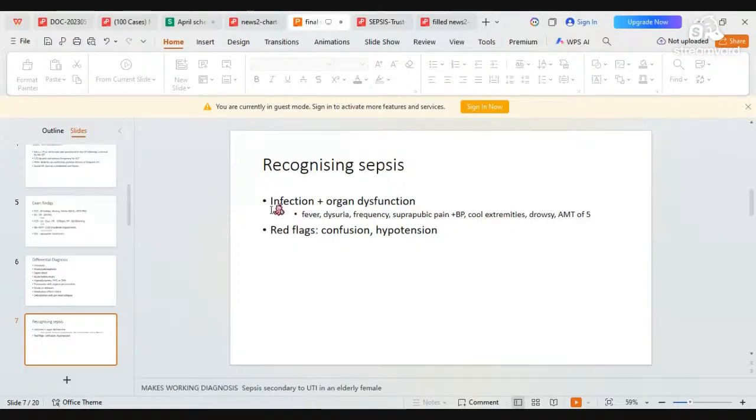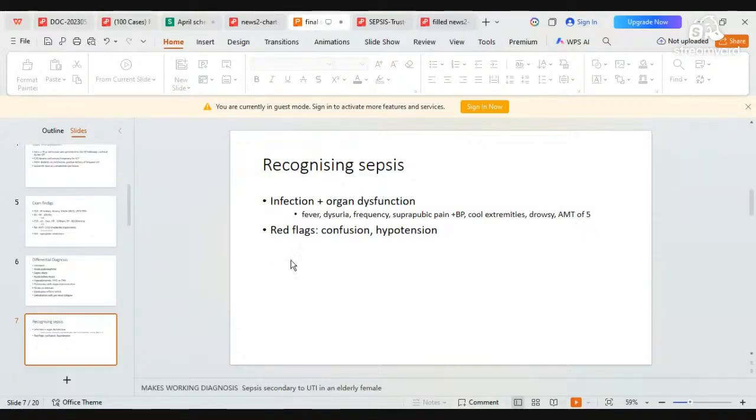some clinical signs and symptoms that point towards infection and possible organ dysfunction. So for infection, I have fever, dysuria, and urinary frequency with suprapubic pain, being in favor of infection. And then this patient has a significantly low blood pressure, that is 80/40. Extremities were found to be cool. The patient is drowsy with an AMT of 5, which could also go for organ dysfunction.